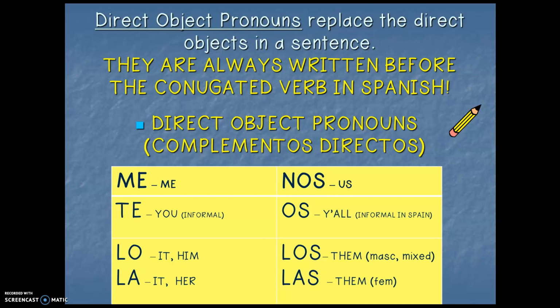Los refers to them, as in a masculine group of things or a mixed group of things. So it could be a group of guys and girls, or it could be as if you were talking about like el libro and la manzana. And then las would refer to them, and then it would be a group of either girls or a group of feminine nouns.